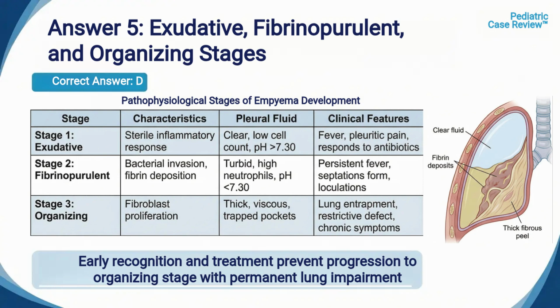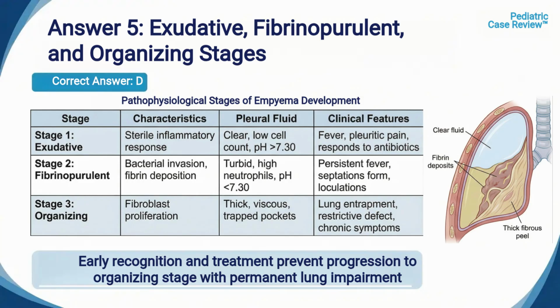This 3-stage progression is essential to understand because stage determines management. Stage 1 is the exudative stage. A sterile inflammatory response produces clear fluid with low cell count and pH greater than 7.3. Clinically, the patient has fever and pleuritic pain in response to antibiotics alone.